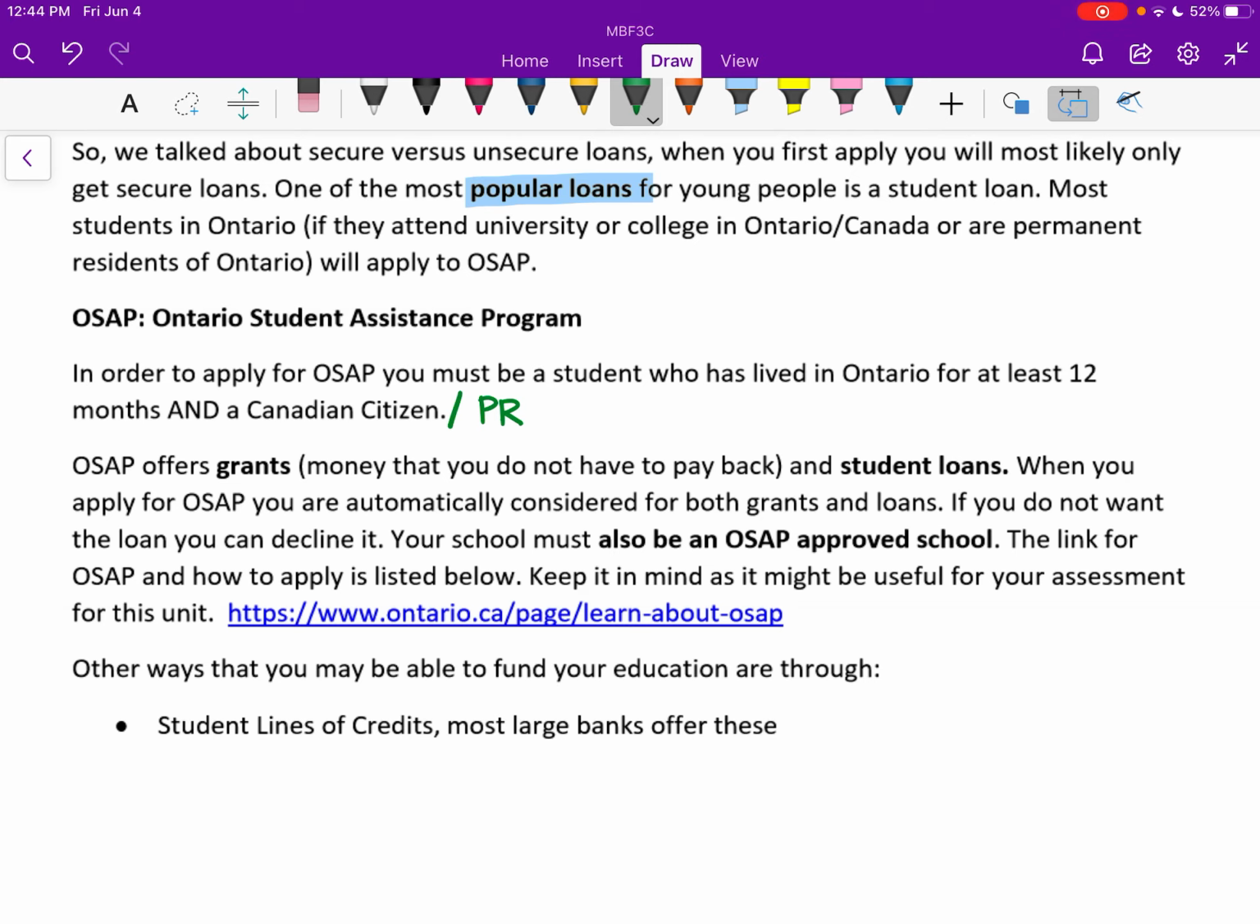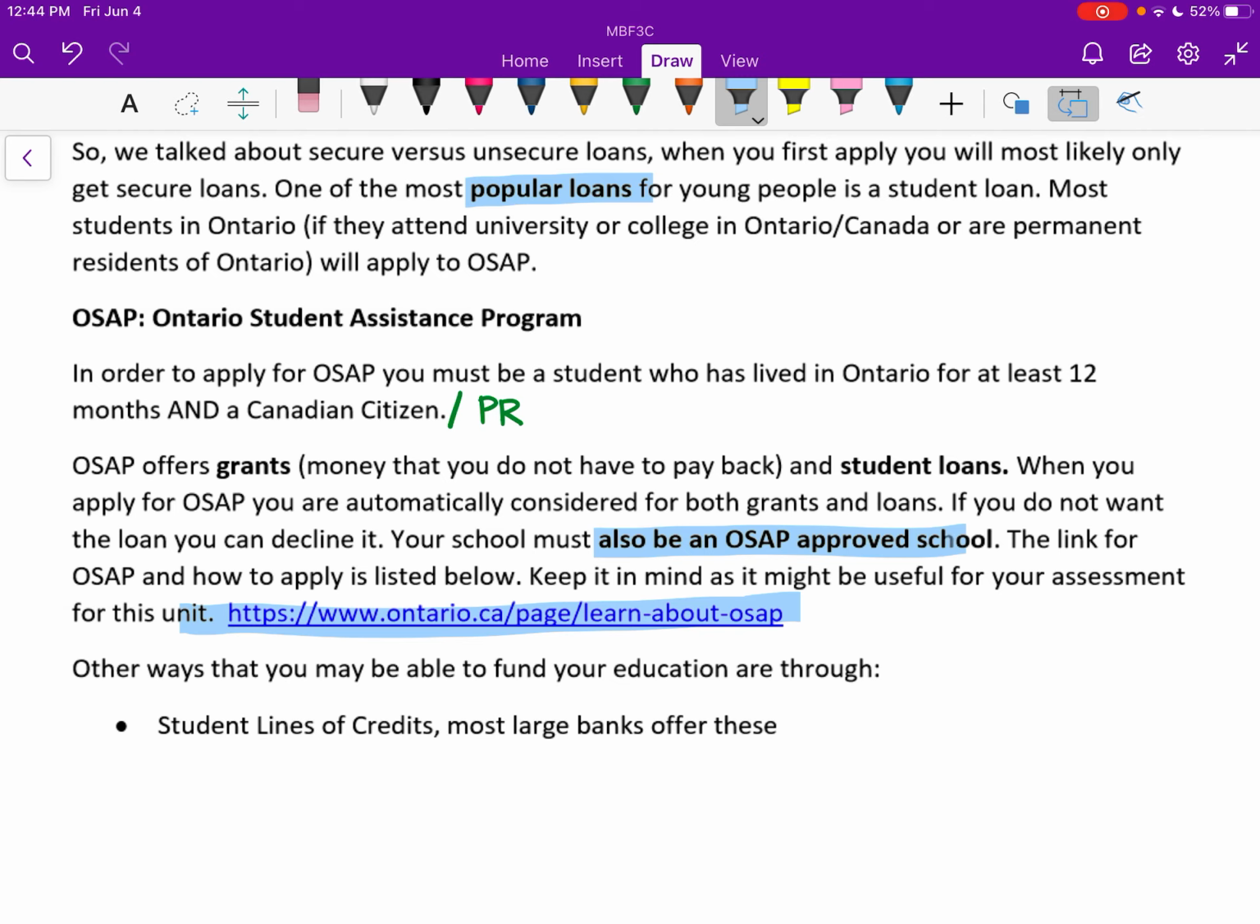The link for OSAP and how to apply is listed below. So when you do go on and apply to university or college next year, this is definitely something you should check out. It's a great resource for you to know who can apply and what some OSAP approved schools are.